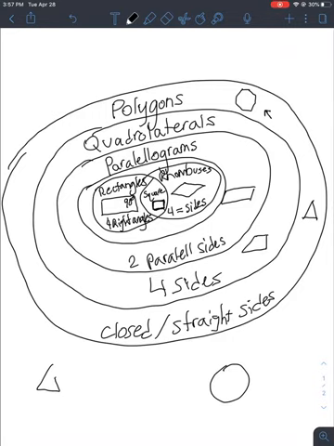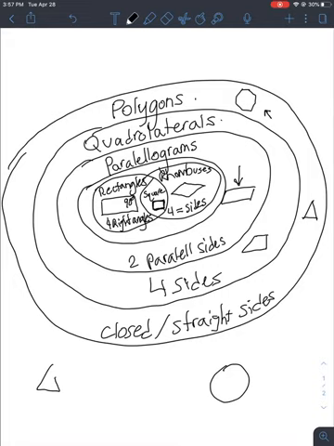So because a square is in the middle, that means that it is everything on the outside of it. So another example of this would be that this parallelogram is also a quadrilateral and a polygon because it is on the outside of its circle.